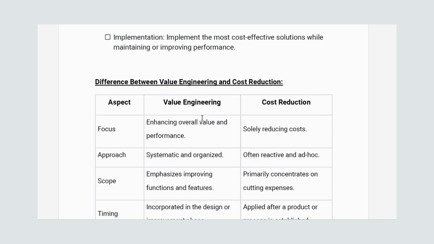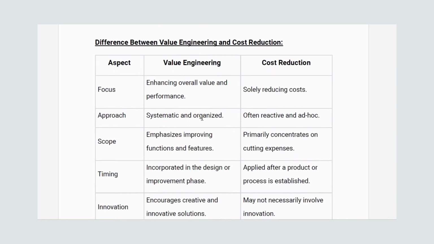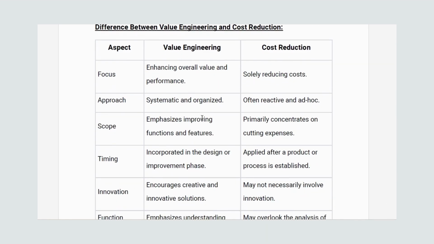So let's see the difference between value engineering and cost reduction. For ease of understanding, it's given in tabular form here. The main focus of value engineering is to enhance the overall value and performance. And what about cost reduction? It solely focuses on reducing the cost. But value engineering reduces the cost and also enhances the overall value and performance. The approach in value engineering is very systematic and organized, but in cost reduction, it is often reactive and ad hoc.